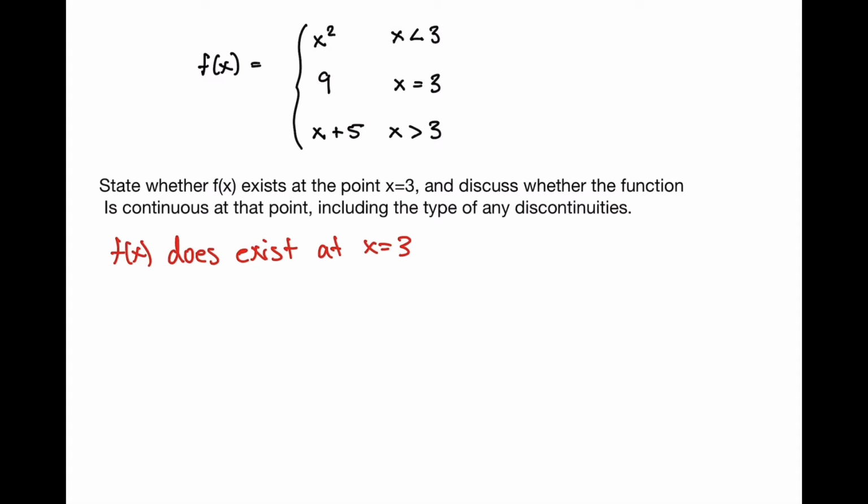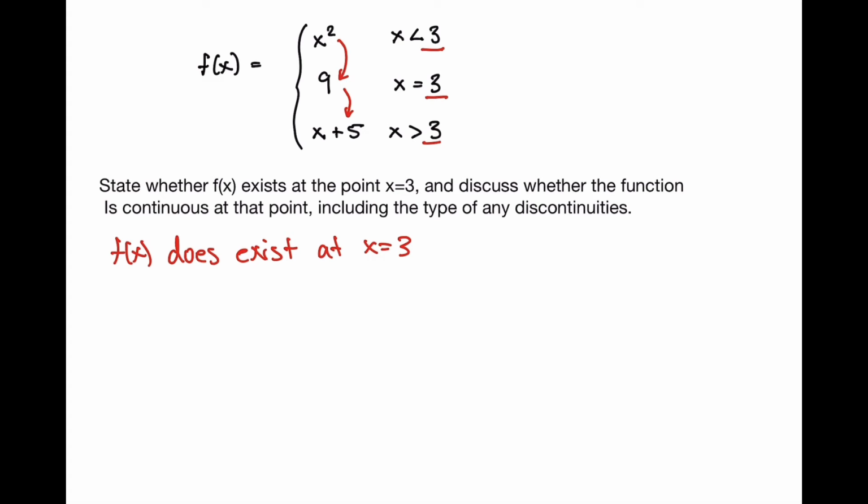All right, now for the second part, we want to discuss whether the function is continuous at that point, including the type of any discontinuity. So basically, I think it's just asking, is the function continuous, and to name any discontinuities that may have occurred. All right, so to see first if the function is continuous, what we're doing is we're checking that all these y value solutions to x squared, 9, and x plus 5 are identical at the x value where it's switching from one function to another.